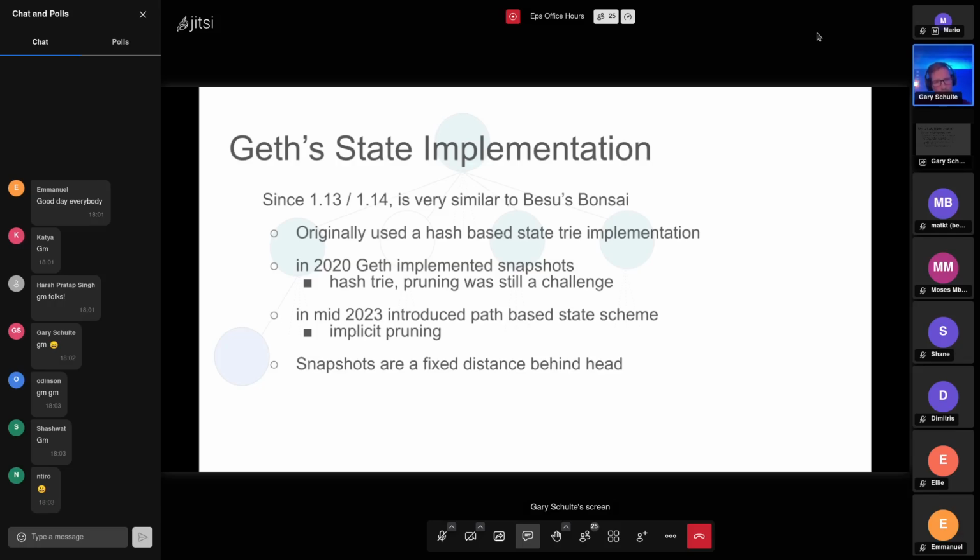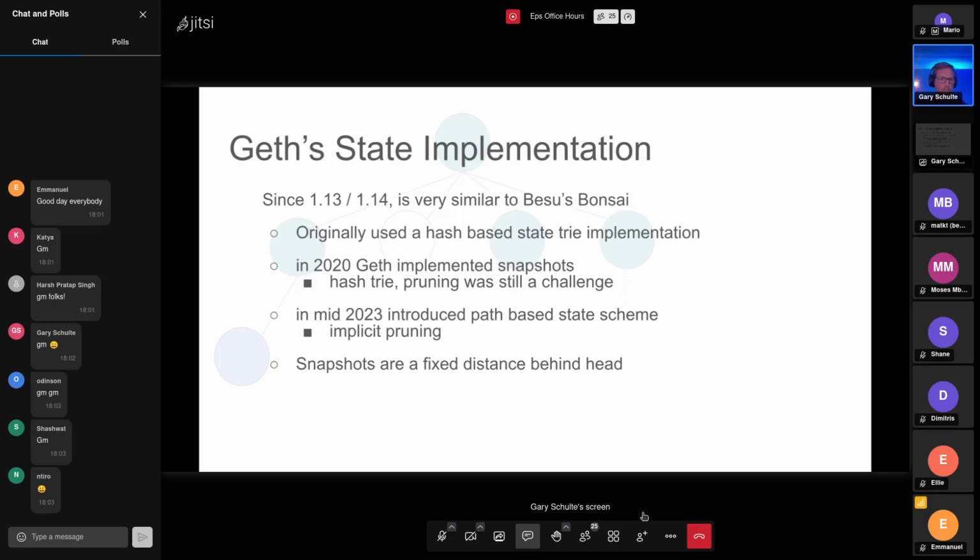But because it's a hash tree, pruning is still a challenge because you have to track all of these hash nodes that may or may not be updated. They might be part of some prior state that's still necessary, and it's difficult to track those changes. So if you recall, with older versions of Geth, you might have to shut it down to do offline pruning so you could regain that storage. But that's a problem that Geth fixed in 2023 by introducing a path-based state scheme. Like Bonsai, it's a path-based single tree on disk, so it's implicitly pruned.